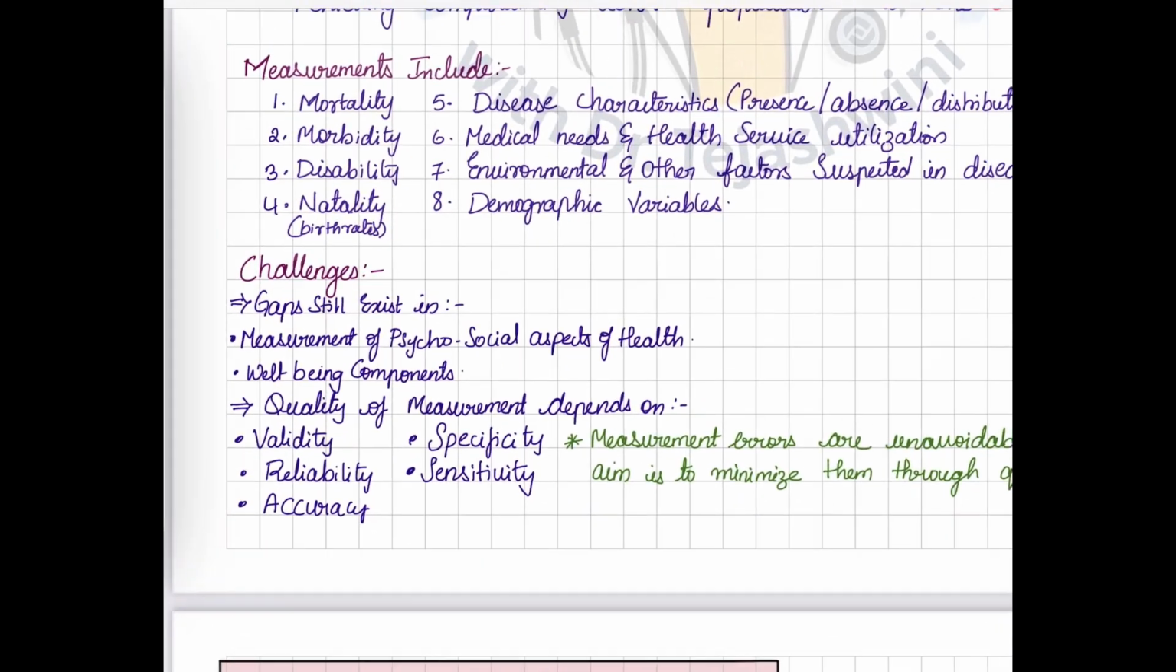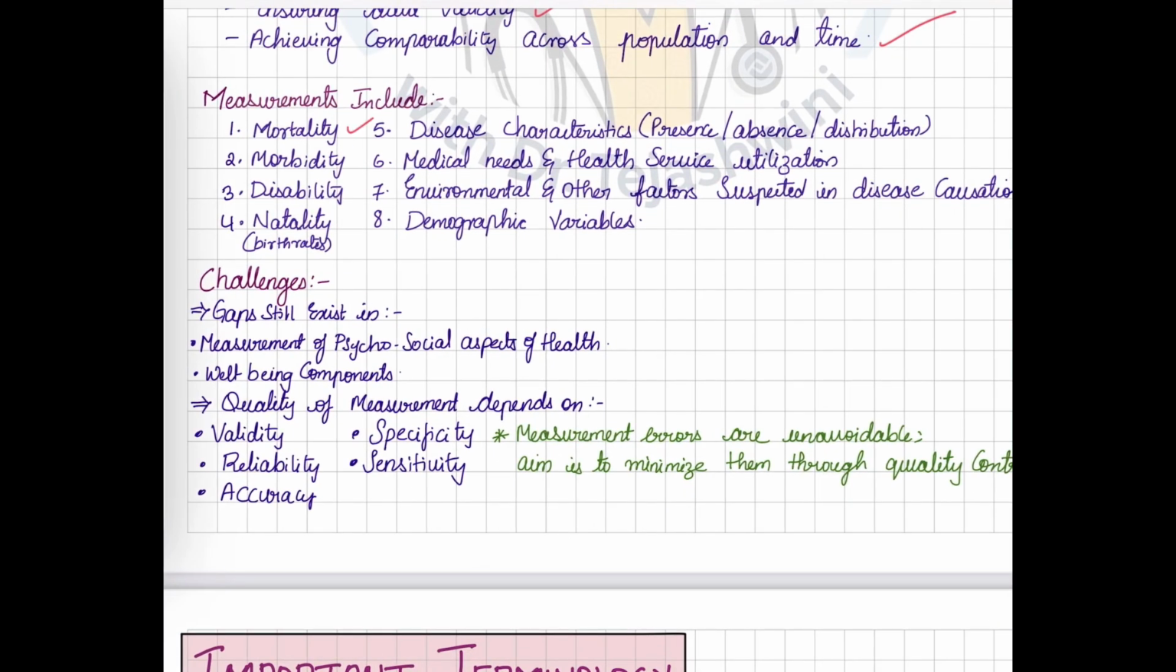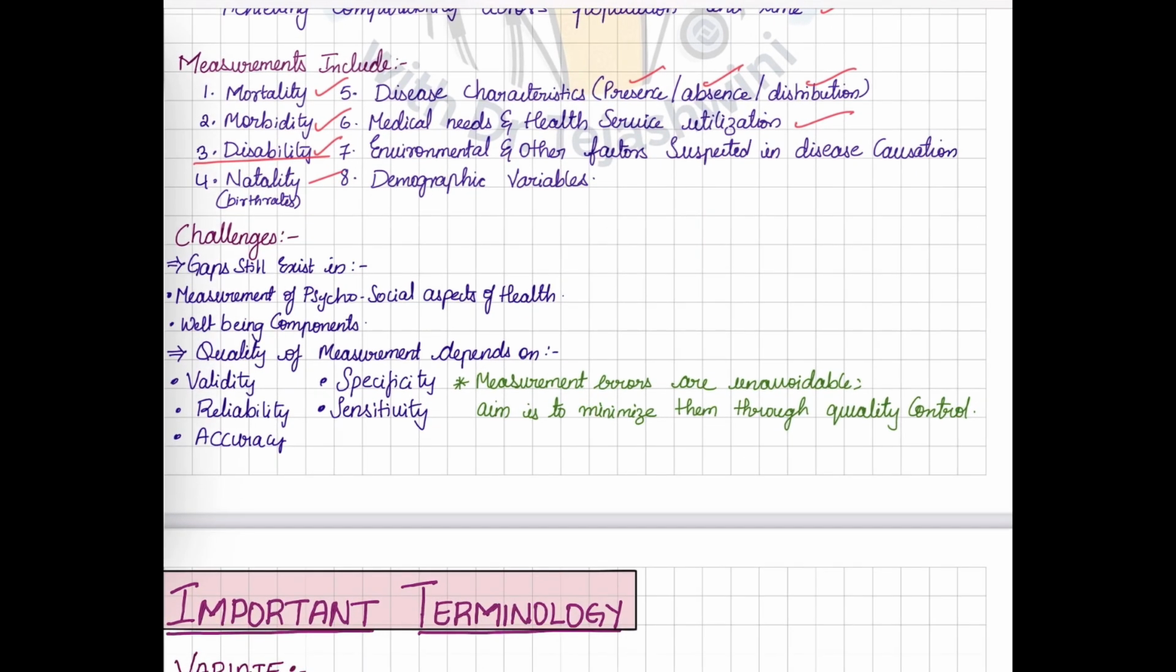What do measurements include? They include mortality, which means death, morbidity, which means suffering, disability, which means loss of limb, etc., caused due to the disease, and the measurement of birth rate and disease characteristics, whether present, absent or distribution, medical needs and health service utilization, environmental and other factors susceptible in disease causation, and demographic variables.